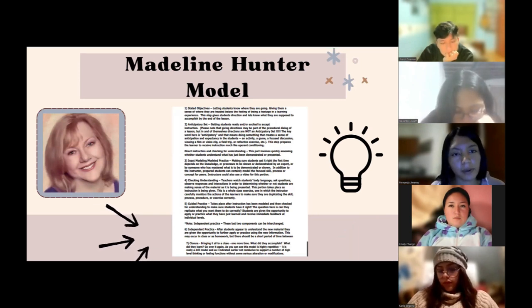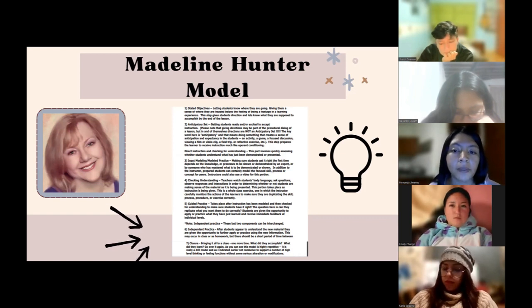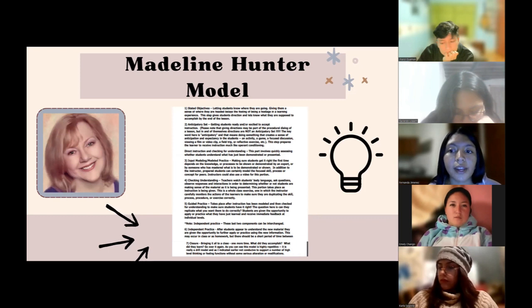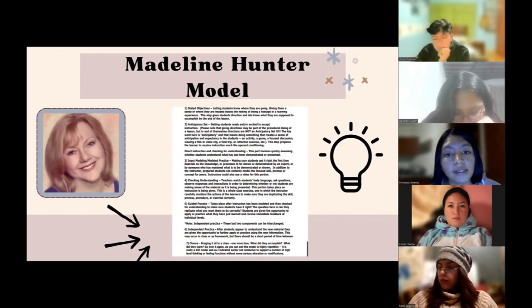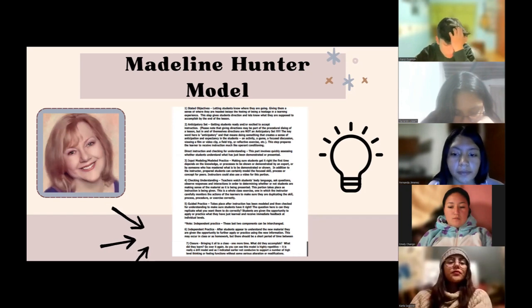Also, I'm talking about the Madeleine Hunter model. It's a structured approach to lesson planning and execution developed by Madeleine Hunter, an American educator and author. This model focuses on the role of the teacher in the teaching process and seeks to ensure the effectiveness of instruction through a series of specific steps.